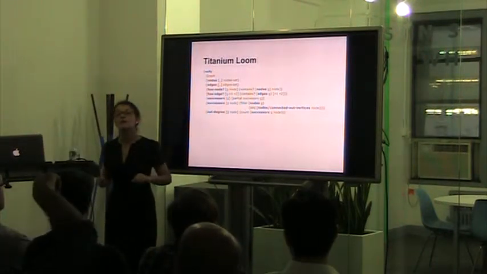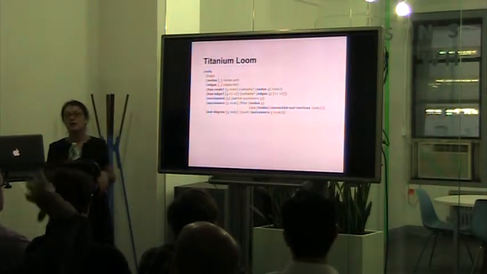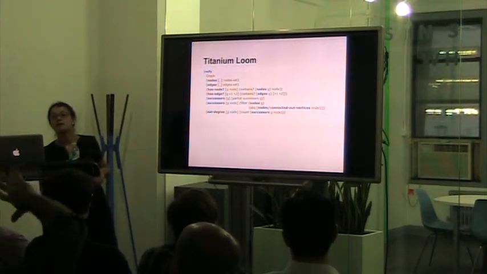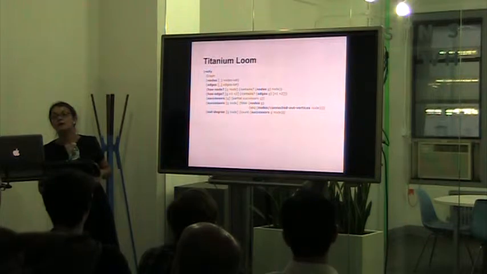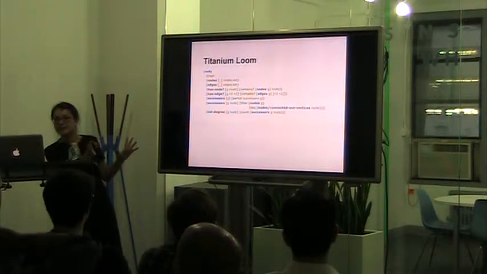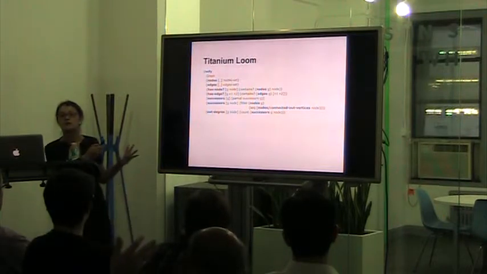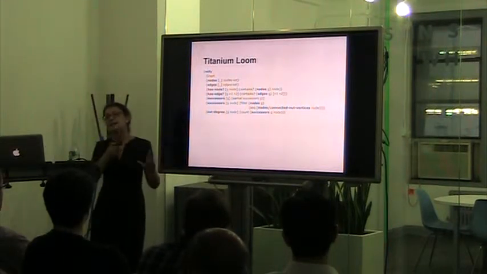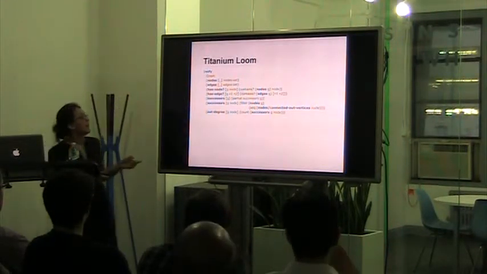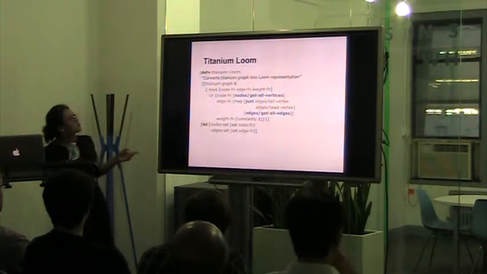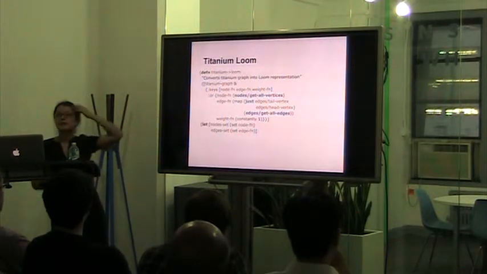Sorry, just a quick question. Does get all edges actually come up with a list of all the edges? If you just use Loom, Titanium's, no, okay, just what you call get all edges. Are you actually generating a list of all the edges? Yes. Okay, because that can be expensive. Isn't it lazy though? So we could make it lazy, yes. Okay, that would be better.